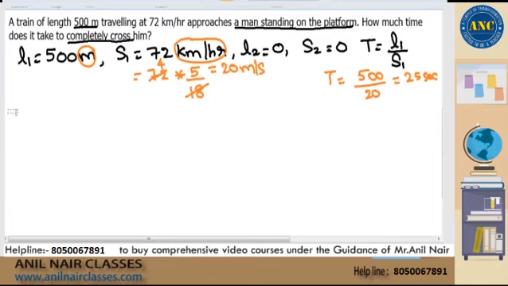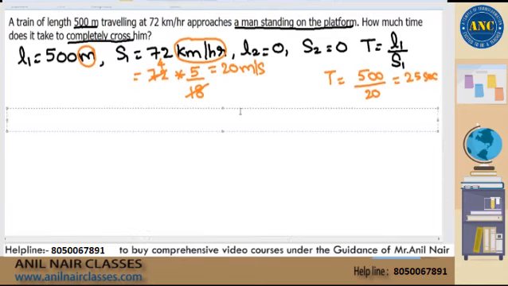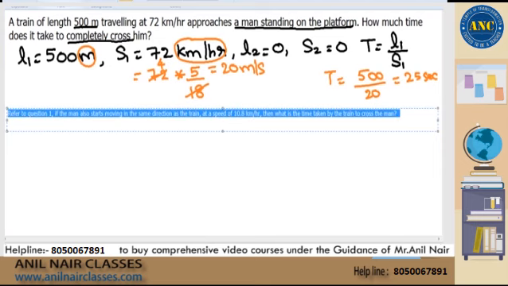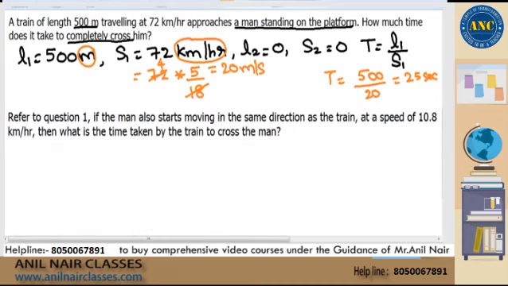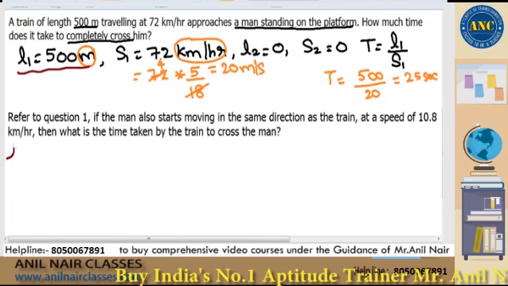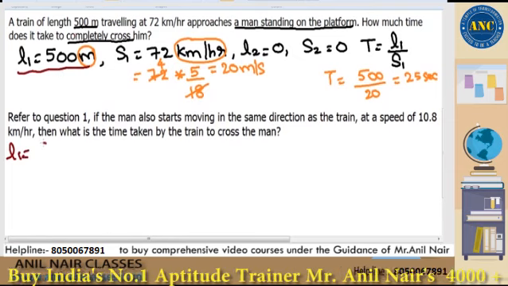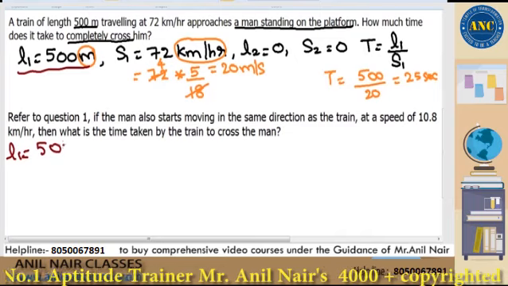Second one. I am drafting the question again. Read the second question, sir. The second question says, refer to question 1. Refer to question 1 means whatever the data which we have written in question 1, same data holds good for question 2 also. That is the meaning of refer to question 1.